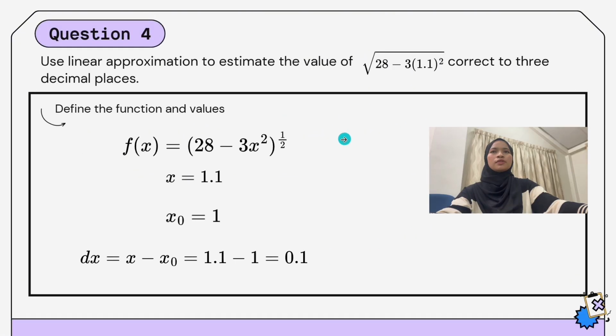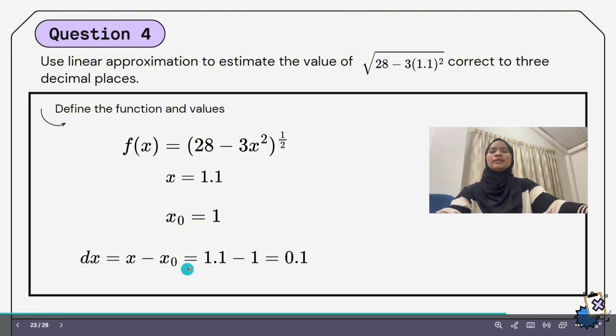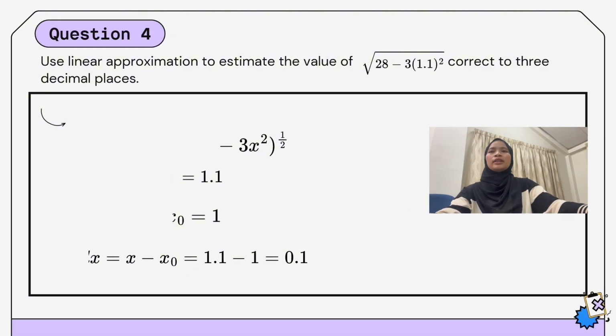Okay, moving on to question 4. Question 4 requires us to use linear approximation to estimate the value of 28 minus 3 times 1.1 squared, to the power of 1 over 2. They want us to answer to 3 decimal places. Firstly, we will define the function, which is 28 minus 3x squared to the power 1 over 2. We will set x as 1.1 and x0 as 1, while dx is x minus x0. We will get 0.1.